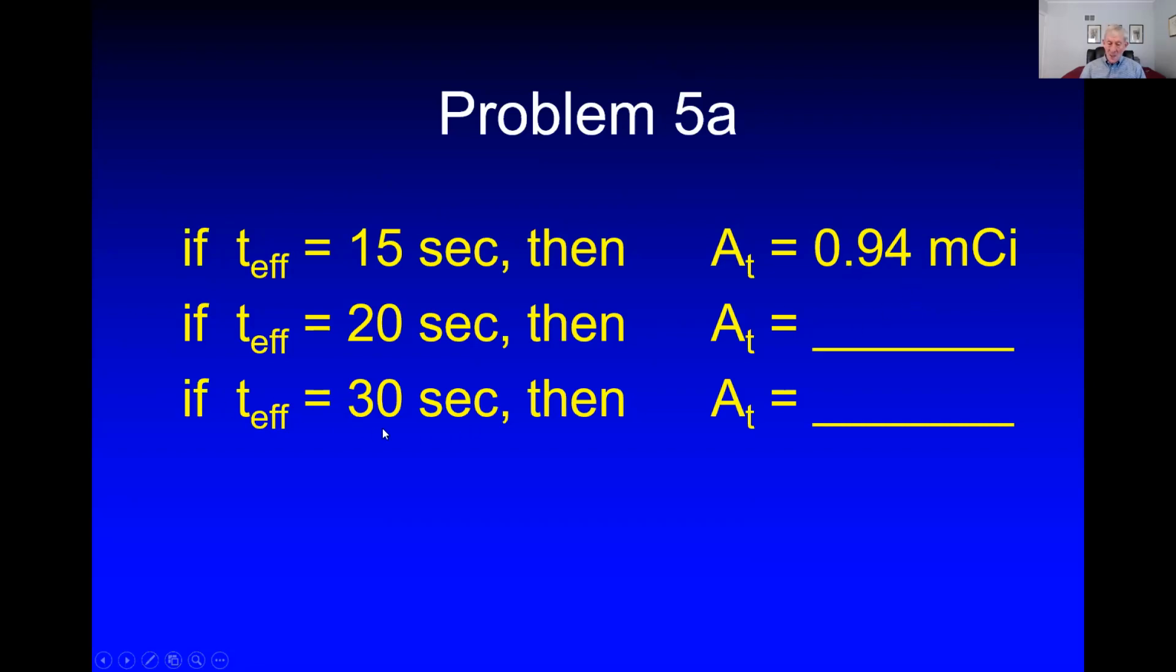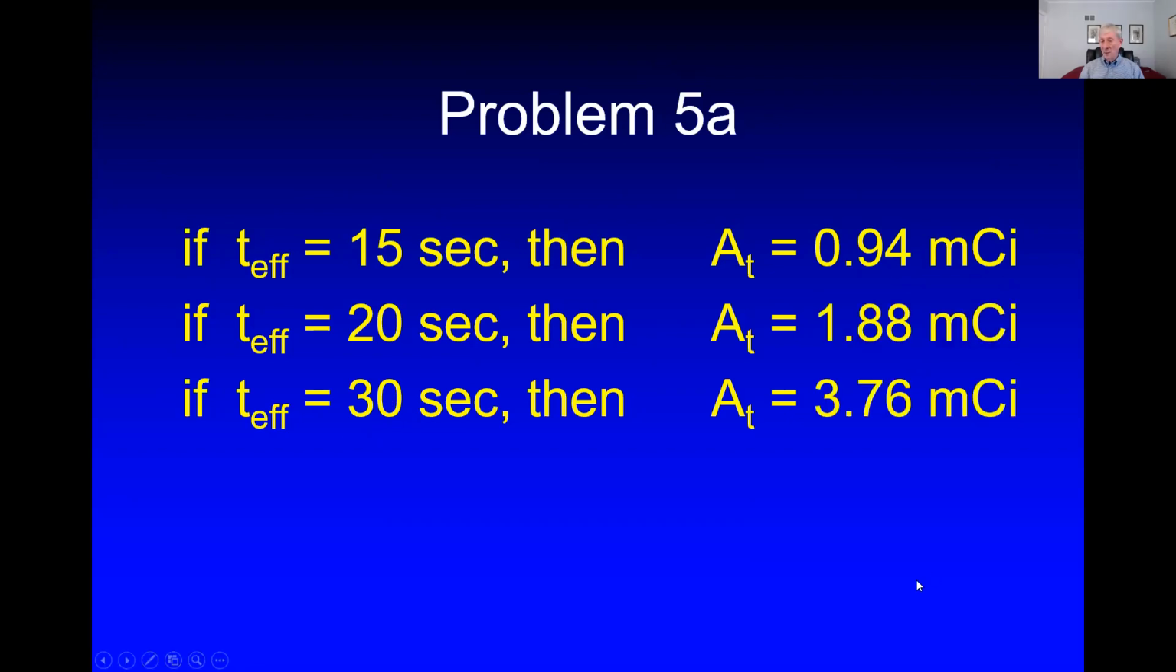And what about this case? If the T effective had been 30 seconds, where there are only 2 half-lives in a minute, then what happens here? 3.76. It's going to double again, right? Good. There you go. So as you go from 4 half-lives to 3 to 2, every time you reduce 1 half-life, you're going to double it. 0.94, 1.88, double again, 3.76. And you did not need a calculator to figure that out.